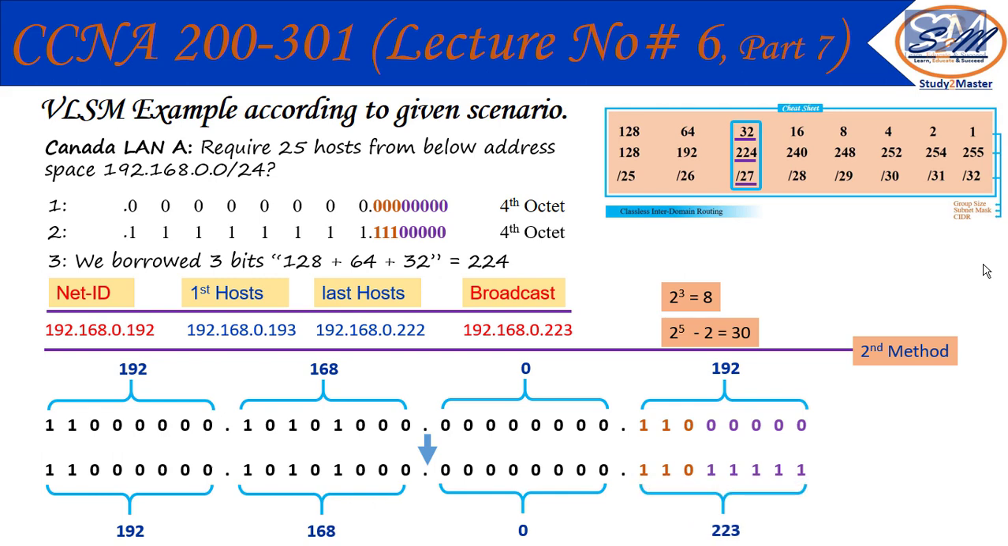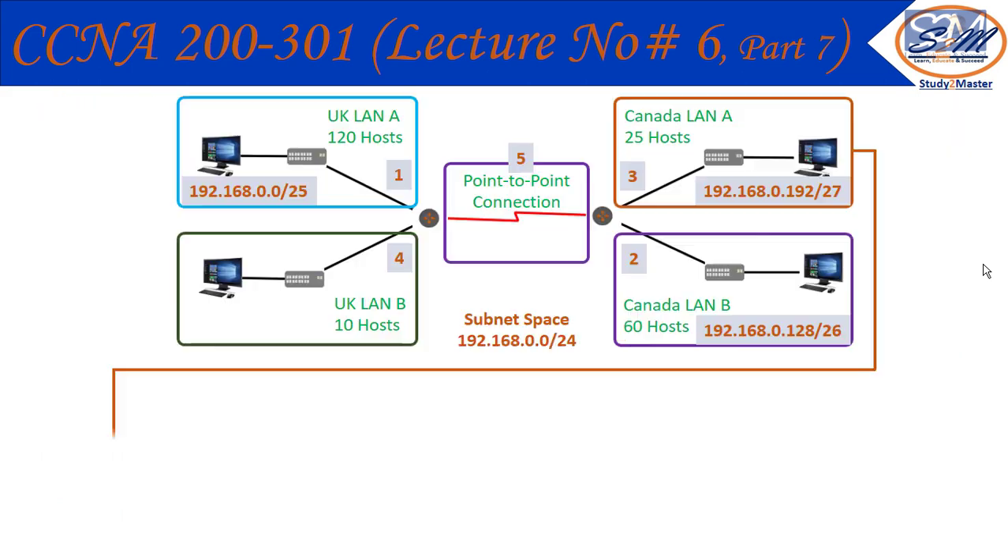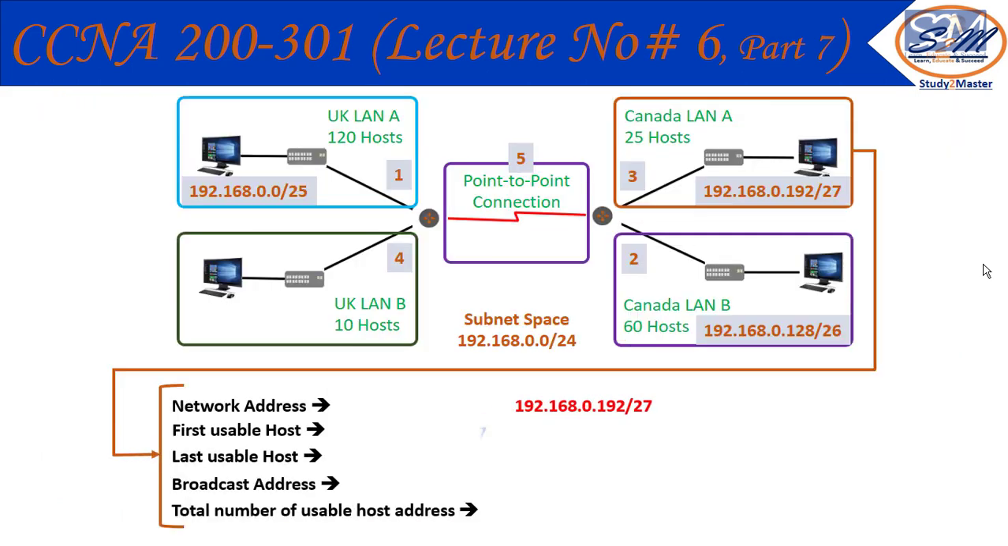So the first network ID will be 192.168.0.192. The first usable address is 192.168.0.193. The last usable host is 192.168.0.222. And the broadcast IP address is 192.168.0.223. The network ID and the broadcast ID I colored red because we are not able to use either the network ID or the broadcast ID. Now the IP addresses for the Canada LAN A will look like this, all with the /27, with total usable IP addresses 30.